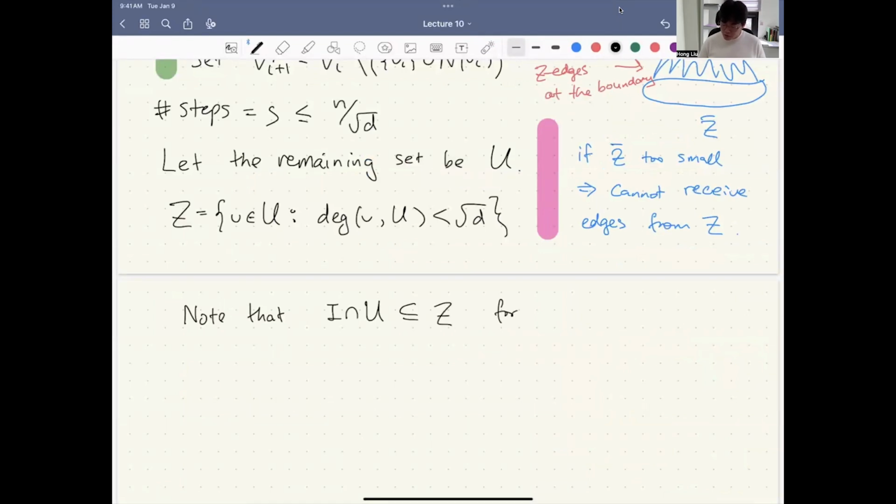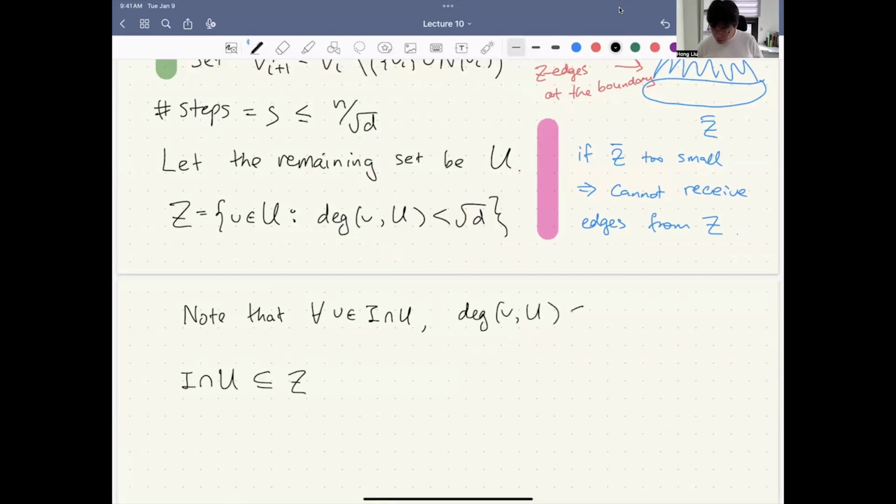Maybe let me write one more sentence. Notice that for every vertex in I intersect U, the degree of v in U is strictly less than square root D at the end of the process. This implies, i.e., I intersect U is in Z.